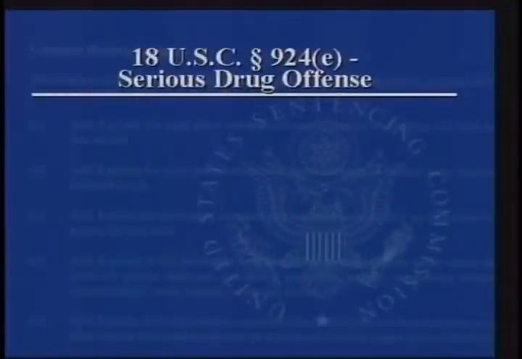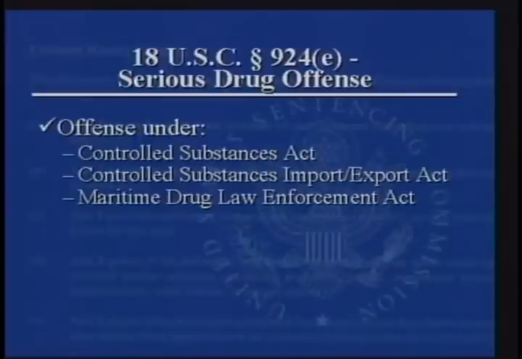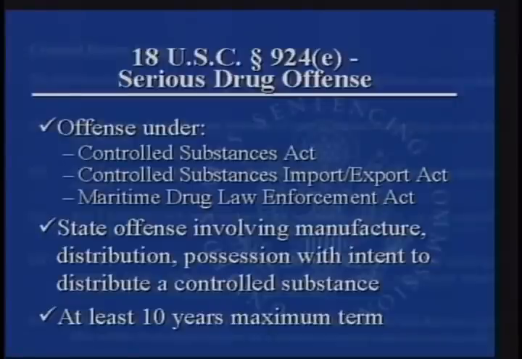So for serious drug offense under Title 18 United States Code Section 924(e), we're looking at offenses that we would find under Title 21 of the United States Code, under the Controlled Substances Act, the Controlled Substances Import and Export Act, or the Maritime Law Enforcement Act. Now, there are certain situations where you may have state offenses, and if you have a state offense, we're looking at state offenses that involve the manufacture, distribution, or possession with intent to distribute a controlled substance. And for all these, we're looking for a statutory maximum penalty that is at least 10 years.